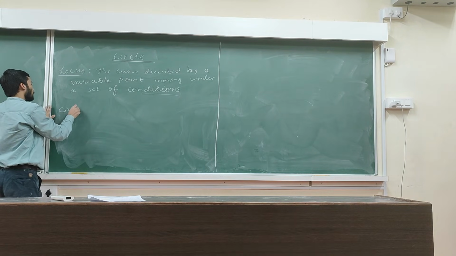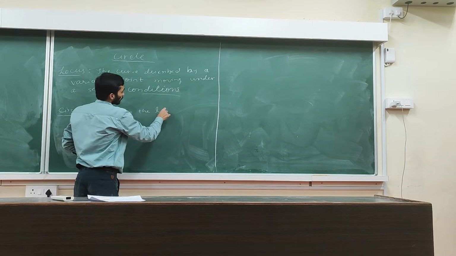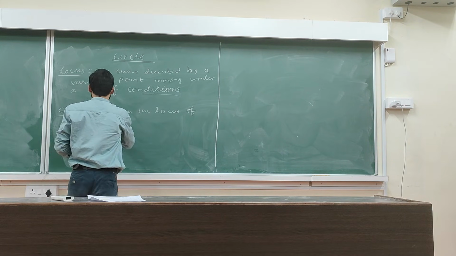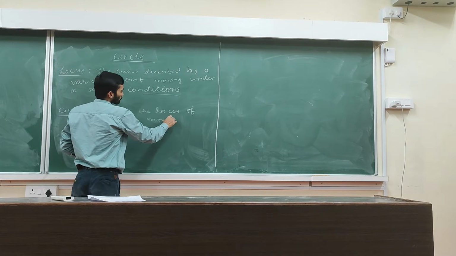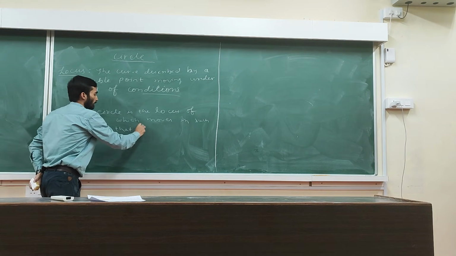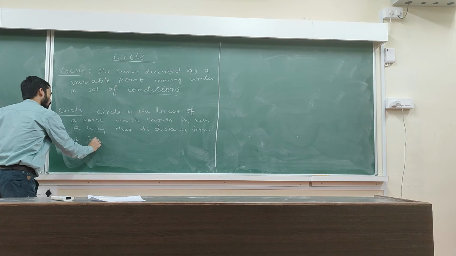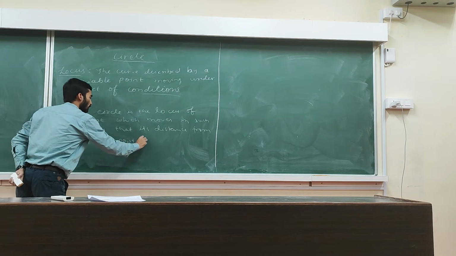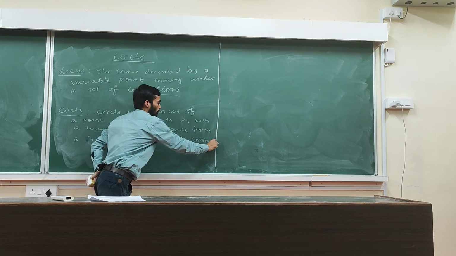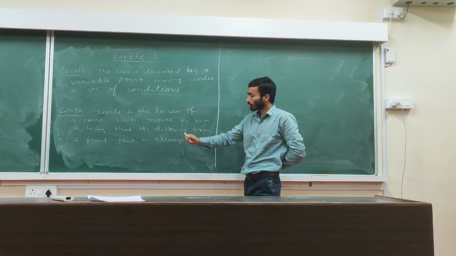So, now what is a circle? Circle is the locus of a point which moves in such a way that its distance from a fixed point is always constant. So, a circle is the locus of a point which moves in such a way that its distance from a fixed point is always constant.